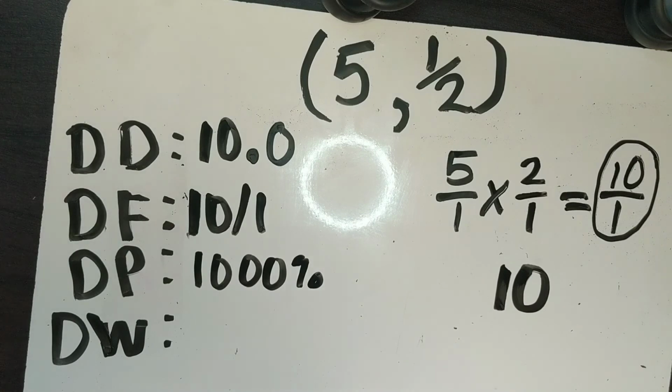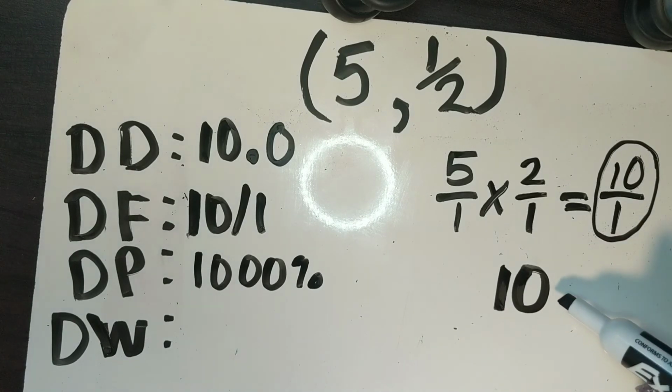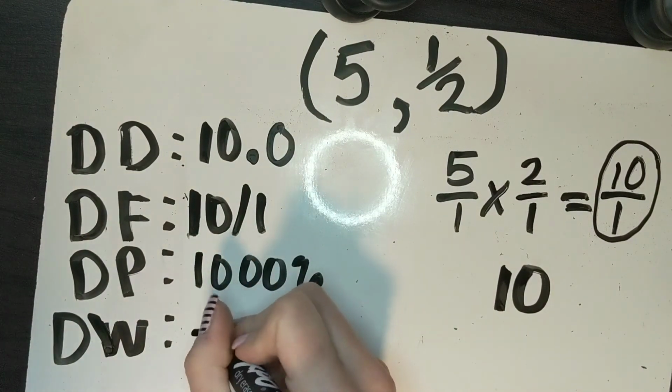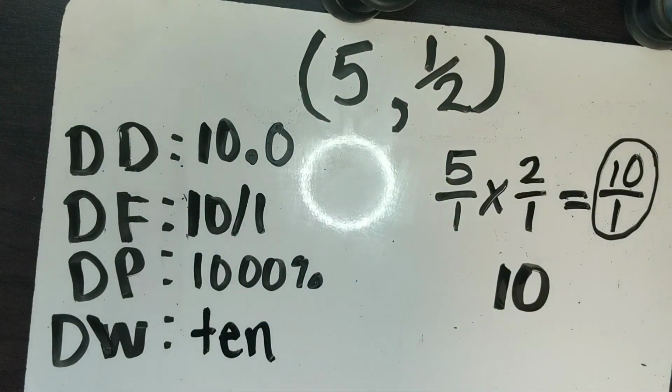Now I need to write that answer as words. So I'm just going to write 10. And that's all you have to do for dividing whole numbers and fractions.